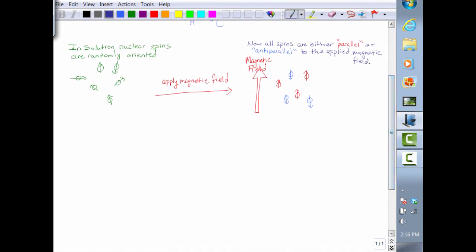Now, after you apply a magnetic field and all of the spins are now either parallel or anti-parallel, you have a different situation than when you started with. When you started, all of those spins were randomly oriented and they all had the same energy level. But now when you've applied a magnetic field, the ones that are parallel to the magnetic field actually have a lower energy, or they're more stable, than the nuclear spins that are oriented anti-parallel. So we actually create an energy difference between the parallel and the anti-parallel spins.